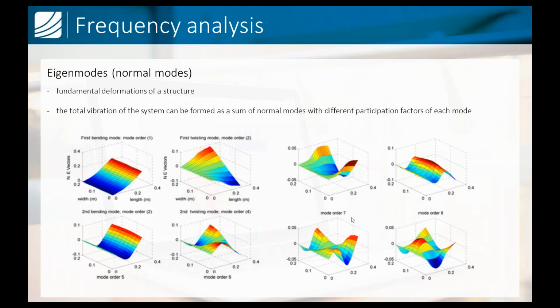Let's move on with the eigenfrequencies and eigenmodes. I like to think of them as the particular frequencies at which resonance would occur in the system. In the end, the great thing about them is that they represent the fundamental deformations of the structure. And any kind of vibration of this system can be represented as an interpolation of eigenmodes with a specific participation factor.